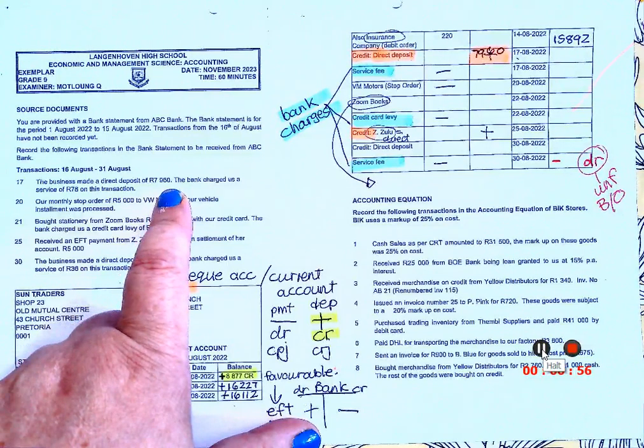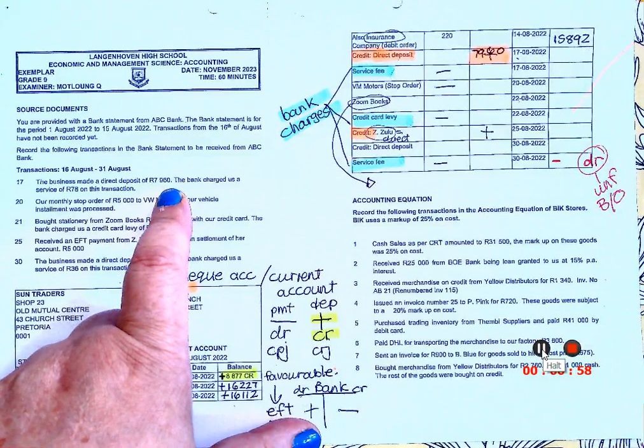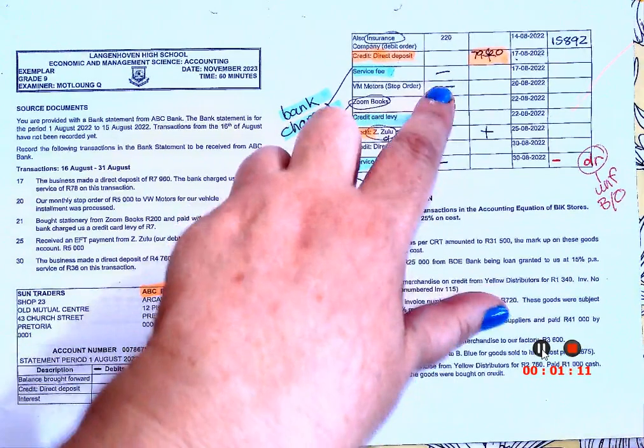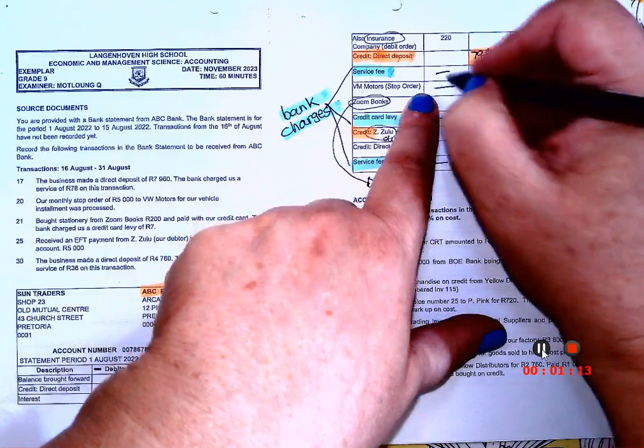Yes, we went to the bank and we deposited the sales or whatever money I received today. I went to the bank and I deposited into the bank account. There's no other way for me to do it. And now they charge me 78 Rand.